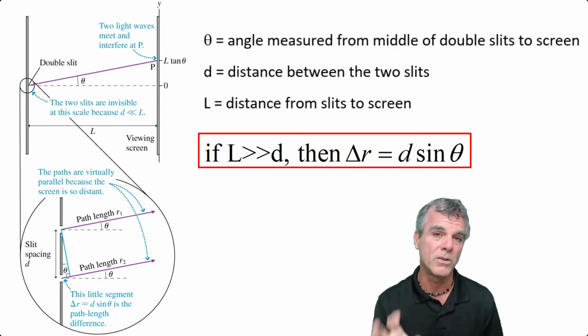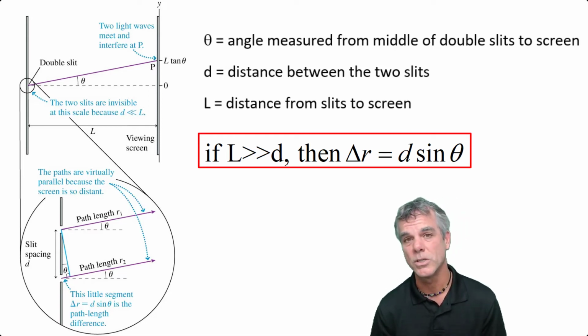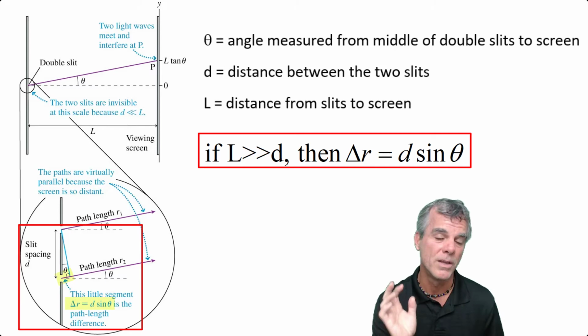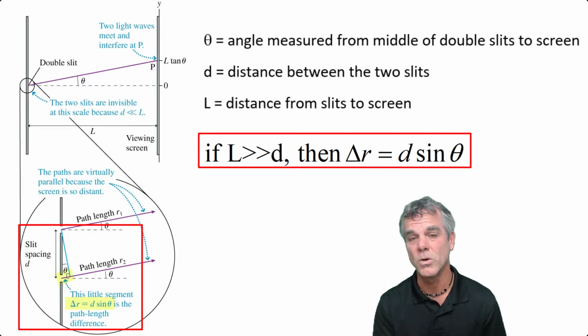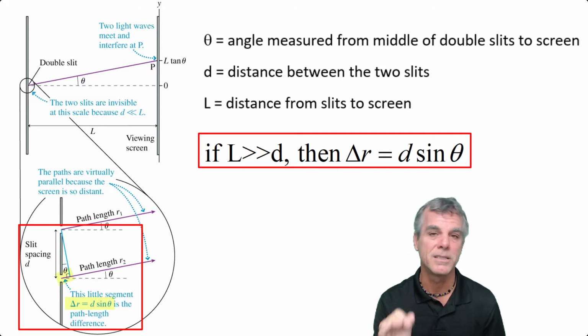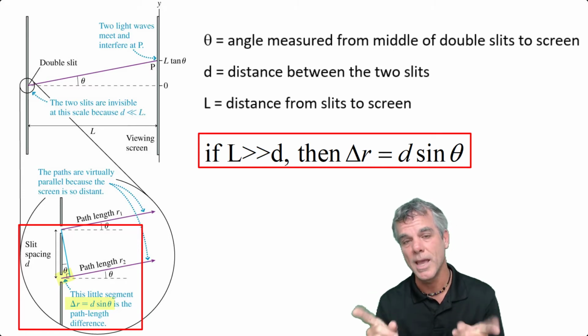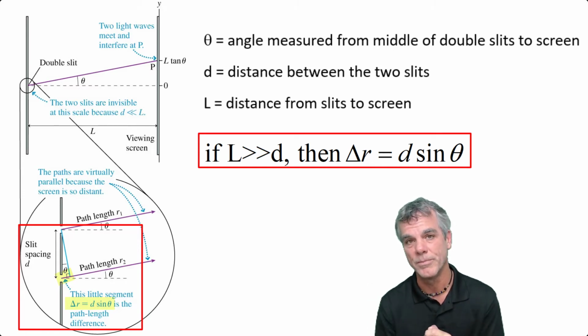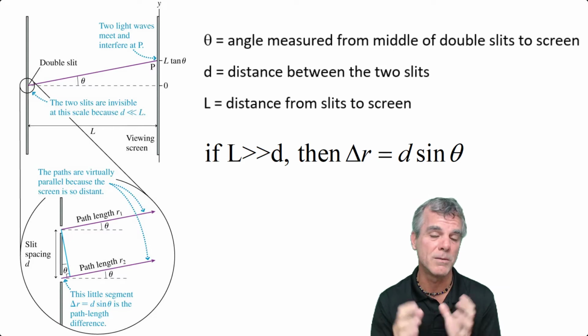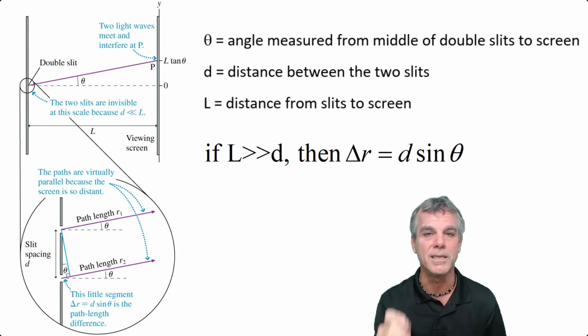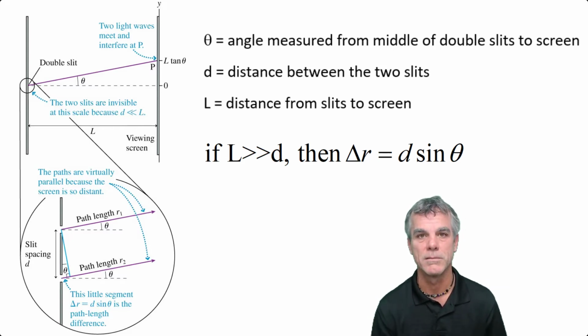And just from a little bit of geometry, what you can show is that delta R, the path length difference, is always given by D sine theta if L is much, much greater than D. So my path length difference can be simply expressed as D sine theta.